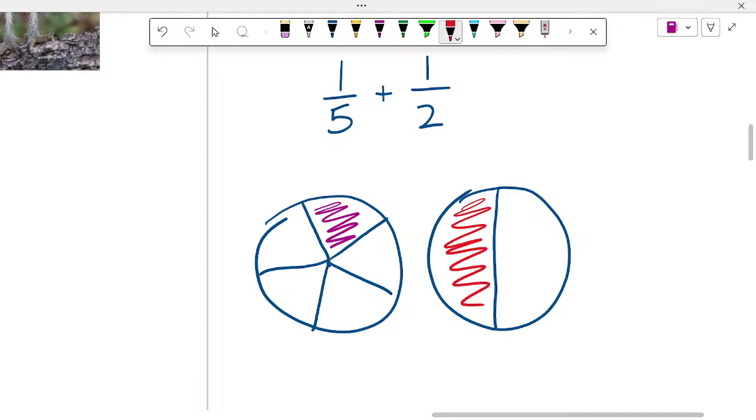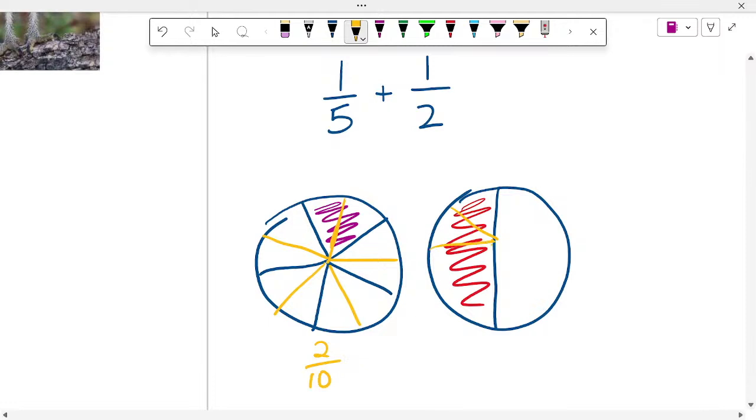Half and a fifth. Well, if you're doing this, you'd probably say it's not very easy to add these, but what if we cut every slice here in half? How many slices is that pizza now? 10. And how many slices do I have of it? 2 of the 10. And what if I cut each of these halves into 5?